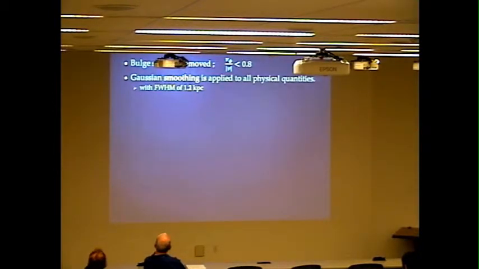Next, I remove the bulge stars. Because the bulge is not disk, I removed bulge stars according to a threshold of the rotation velocity. And I applied Gaussian smoothing to all physical quantities: density, rotation velocity, and velocity dispersion. The FWHM of the smoothing is 1.2 kpc. This nearly corresponds to the clump size.